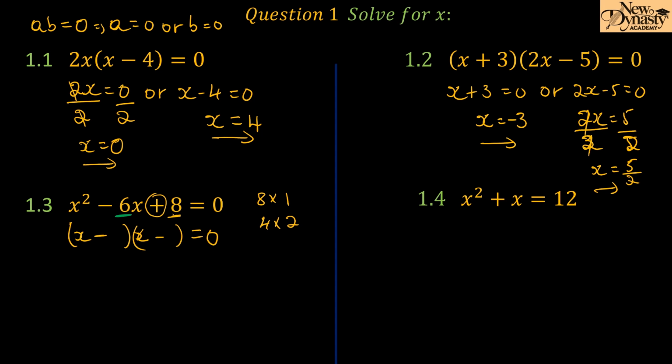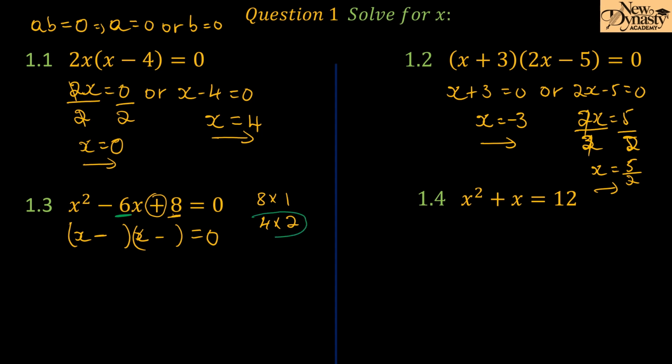So you look at these factors. How do we get this middle term? Either by adding or subtracting the factors. So which factors should I add or subtract so that I can get a negative 6? Now look at 8 and 1. Is it even close to giving you negative 6? No, it is not. Let us look at 4 and 2.